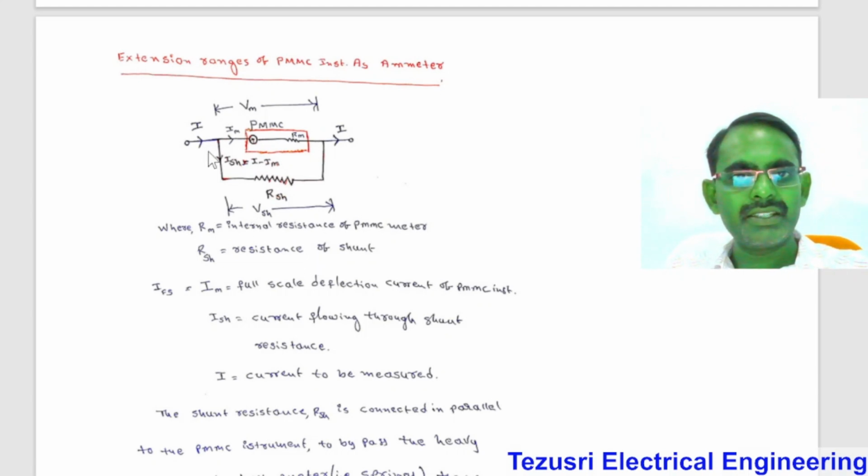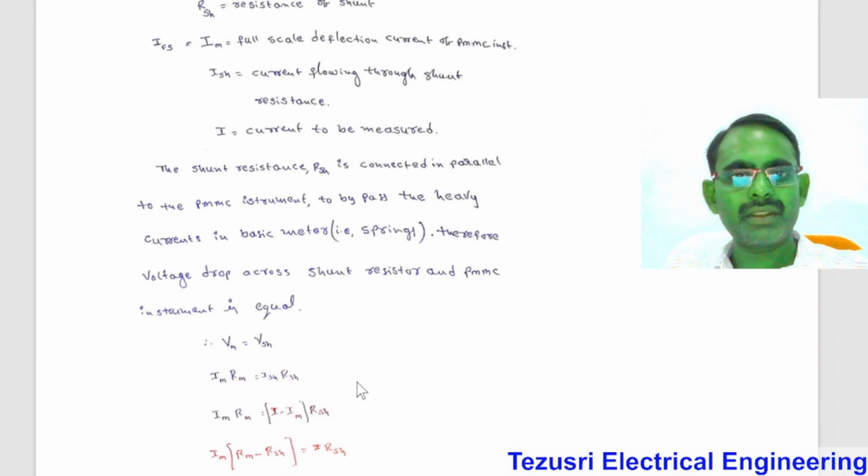This high current is divided and bypassed through the shunt resistor as ISH plus Im equal to I. Here Im is nothing but full scale deflection of the basic instrument. ISH is the current flowing through the shunt. I is the current to be measured.